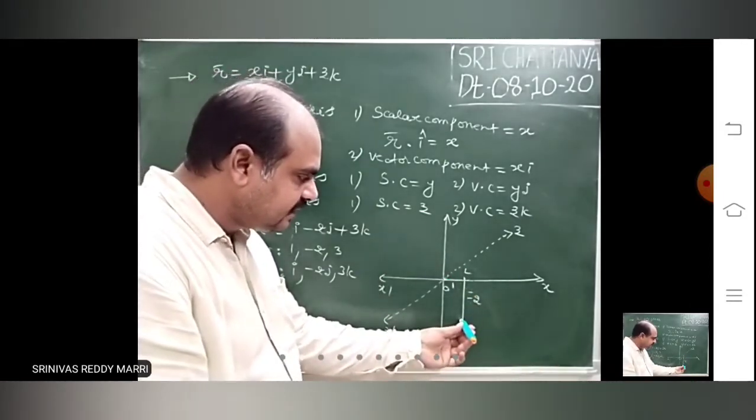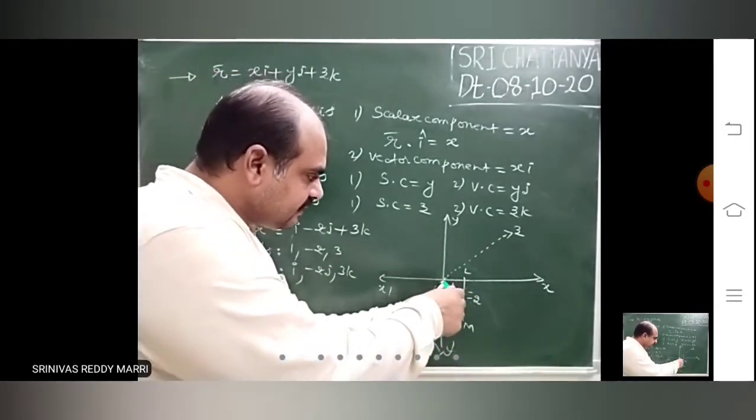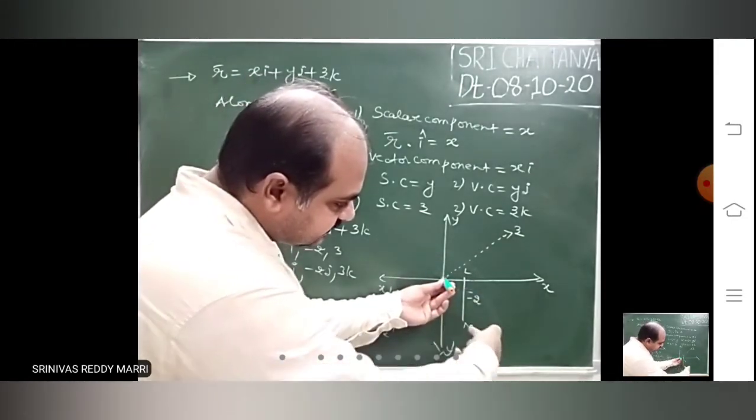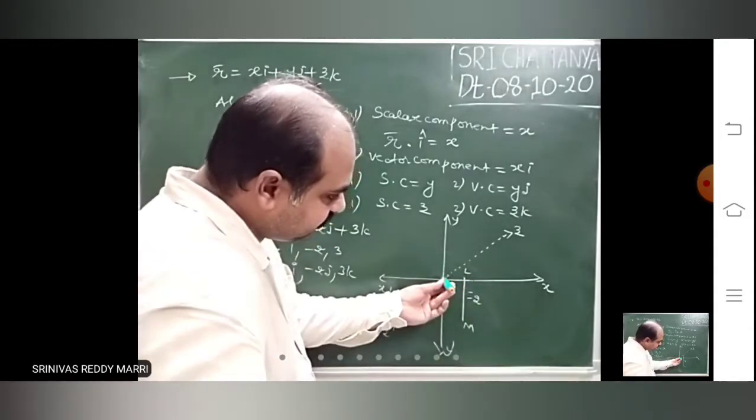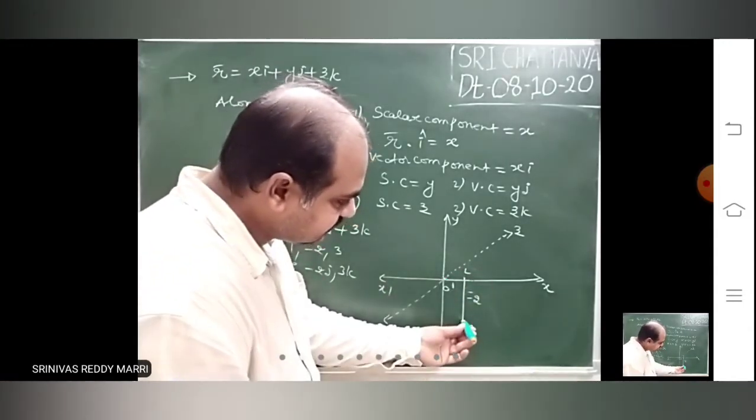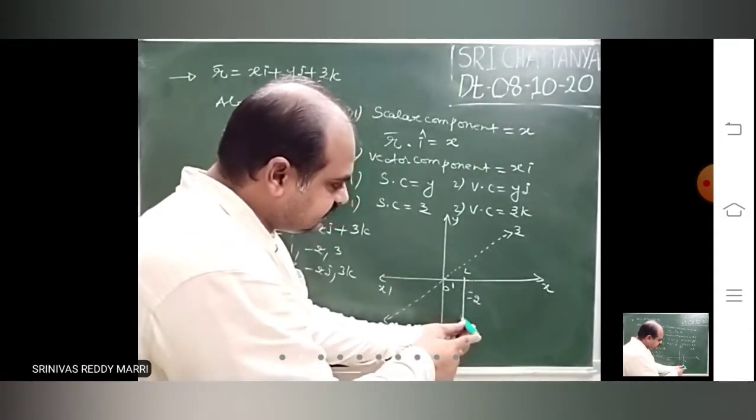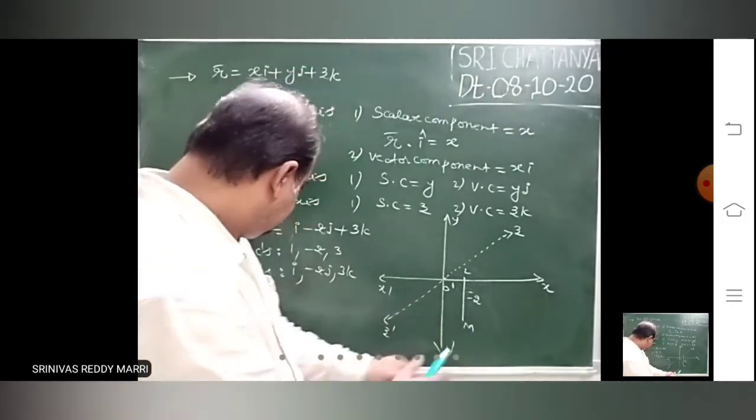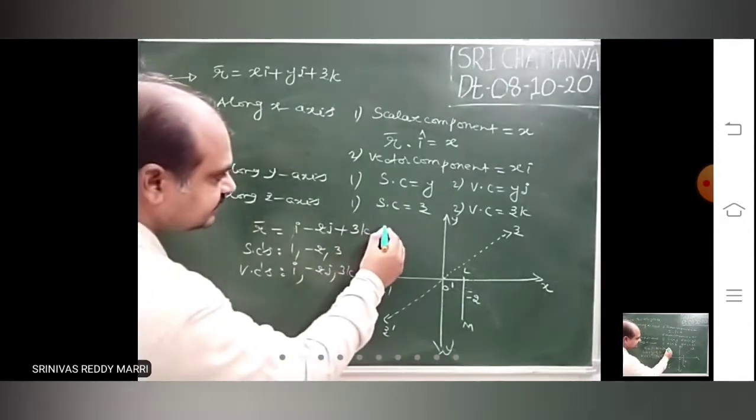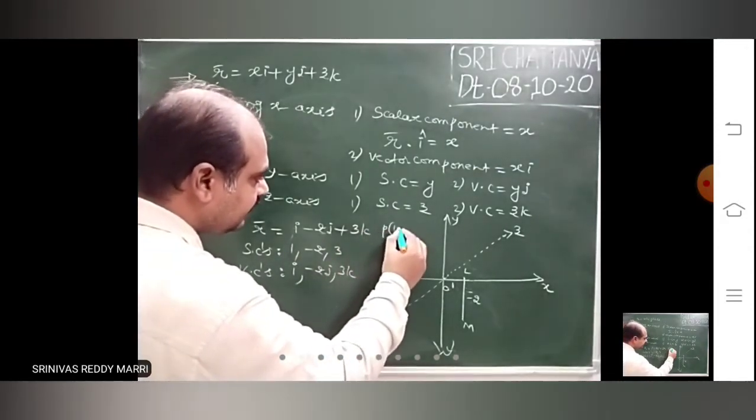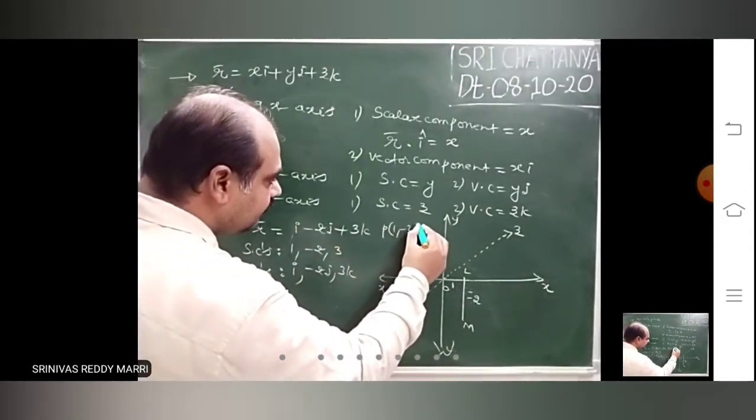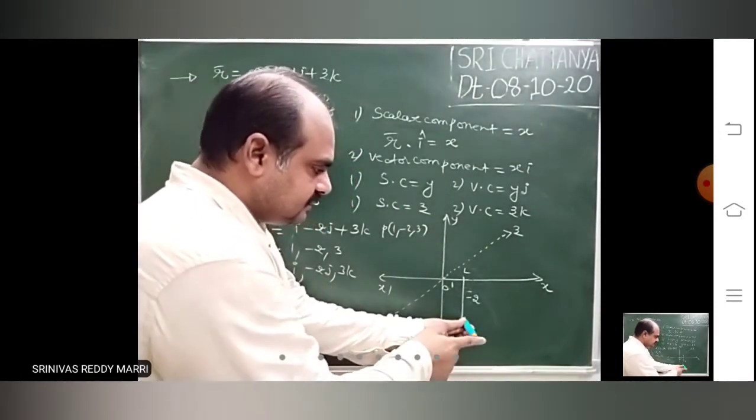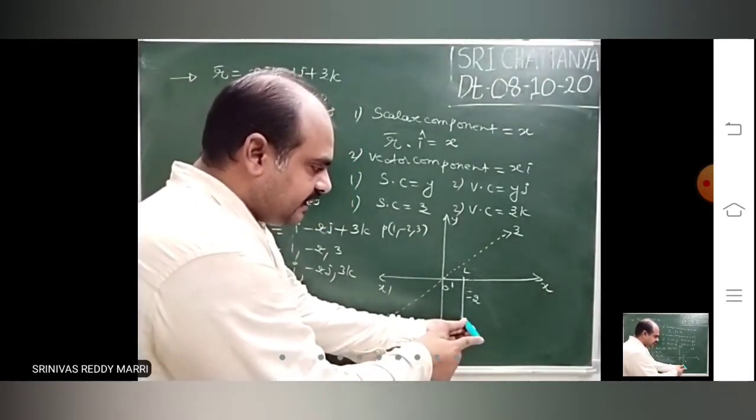Parallel to this means you keep one pen here. This is the z-axis. You keep another pen here like this. That means parallel to this, 3 units. So this point P will lie here. This vector is represented by the point 1 comma -2 comma 3. So this is the point, right?